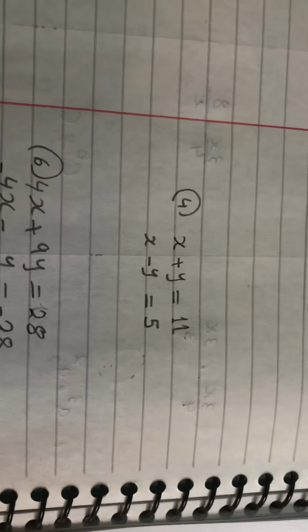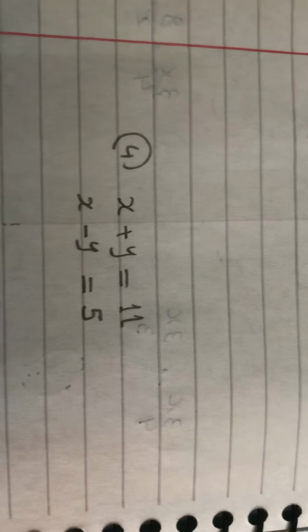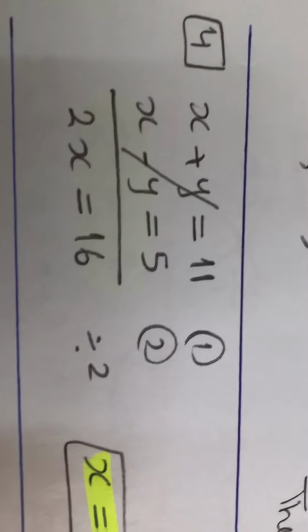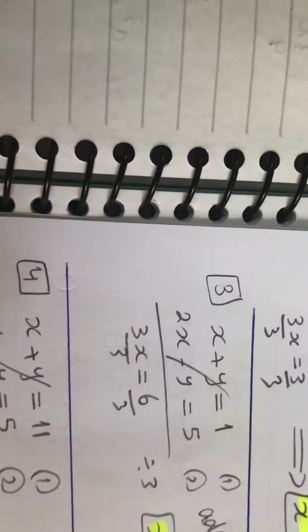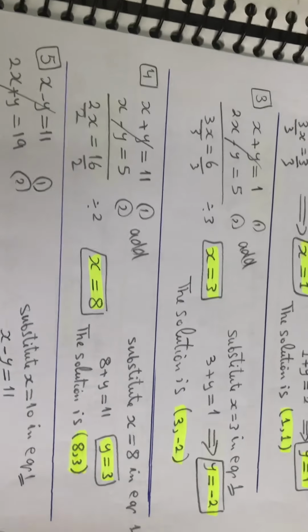Question number 4, or equation number 4. x plus y equals 11, x minus y equals 5. I want you to use elimination. So I label 1 and 2, then add. Cancel y with y because we have the same number before each y with different signs. So here I have 2x equals 18, divided by 2 both sides, so x equals 8. Substitute x equals 8 in any equation you want, you will get y equals 3. The solution is 8 and 3.